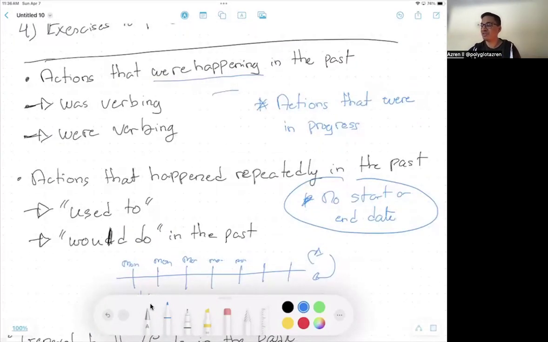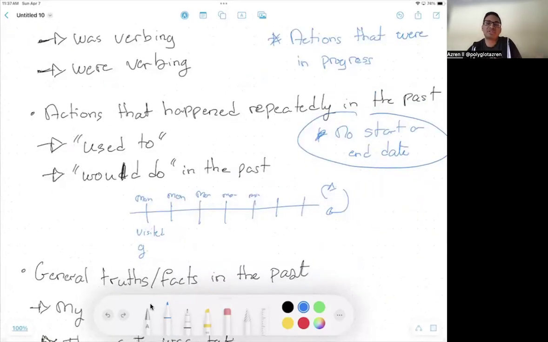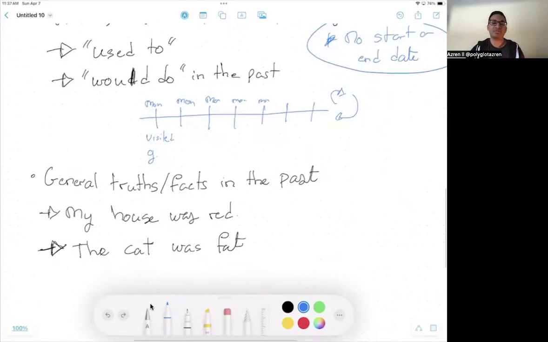Actions that were happening in the past, like I was walking. We don't know when I was walking. We don't really know when it was happening, but yeah, I was doing it, right? Or I used to do something. We don't know. There's no start date or end date. Same here. The cat was fat. We know he used to be fat. He was fat in the past. We don't know when. Could have been 5 minutes ago, and then he's not, or an hour ago, or 5 years ago. Like we have no idea.